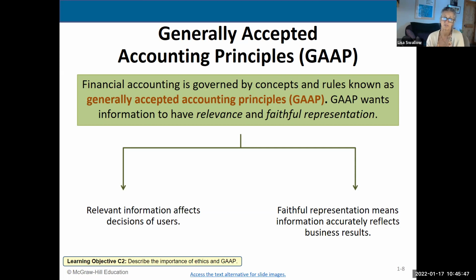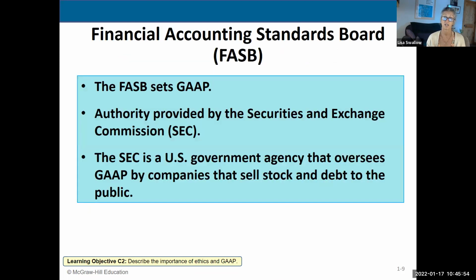And, which seems pretty obvious, but it's a little more complicated than that, because how do we actually do that? And lots of times I will tell you in this class, we do this, whatever it is I'm teaching you at the moment, because of GAAP. And that just means that's our body of rules that we have to follow. Well, where do they come from?